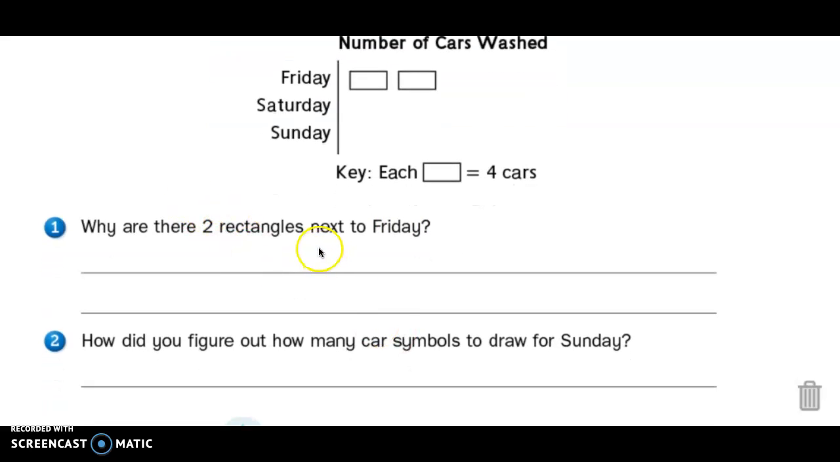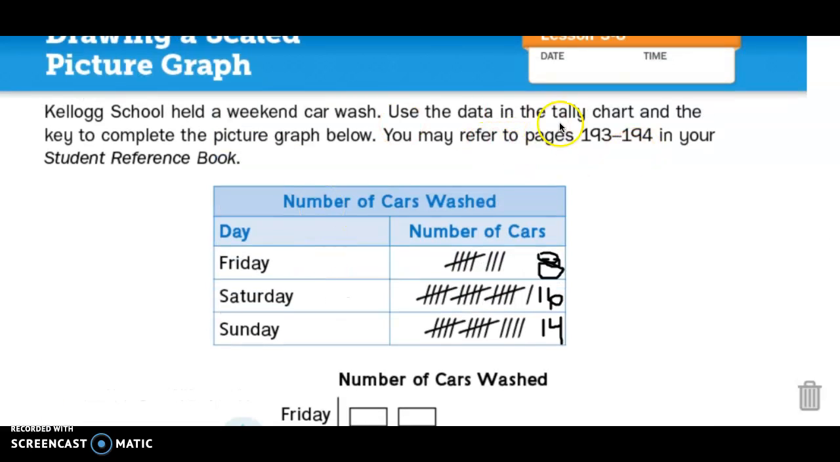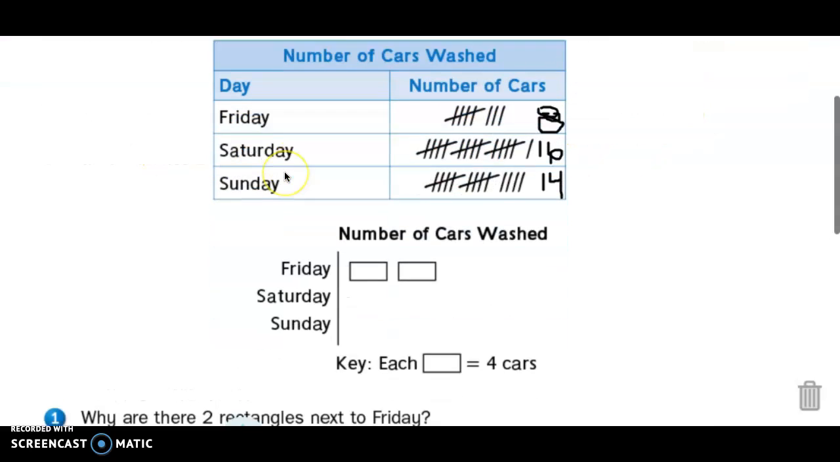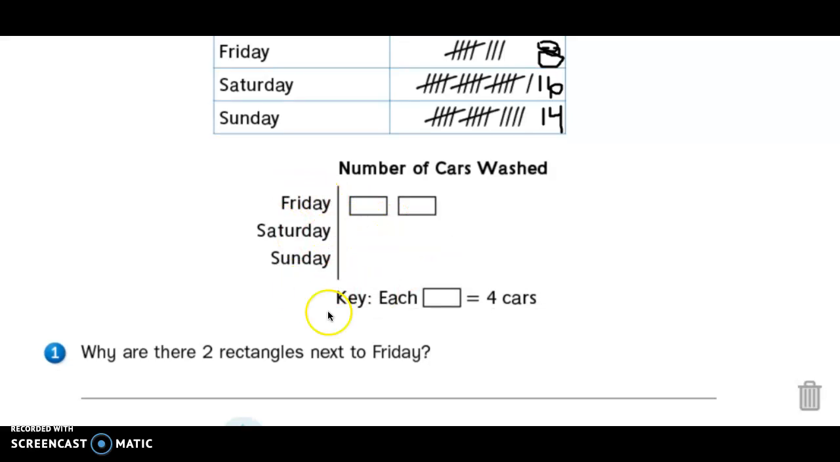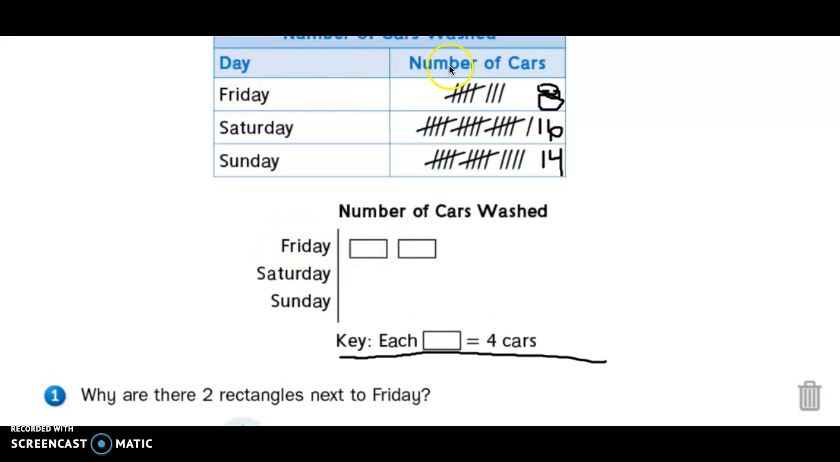Why are there 2 rectangles next to Friday? Well, use the data to fill in the tally chart and complete the picture graph below. Well, we need to fill this in before we can even answer our questions. We have to look at our key. Let's see, each rectangle equals how many cars? 4 cars. So if this is 4 cars and this is 4 cars, how many cars would that be? 8. Does that make sense for Friday? Yep, Friday had 8 tallies. So we put 2 cars or 2 rectangles because that equals 8 cars. 2 times 4 would be 8.